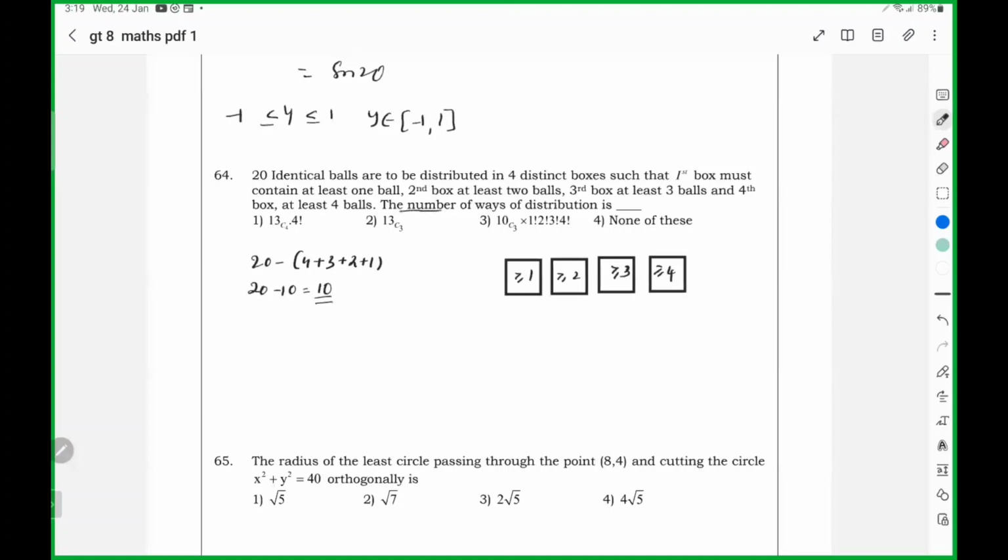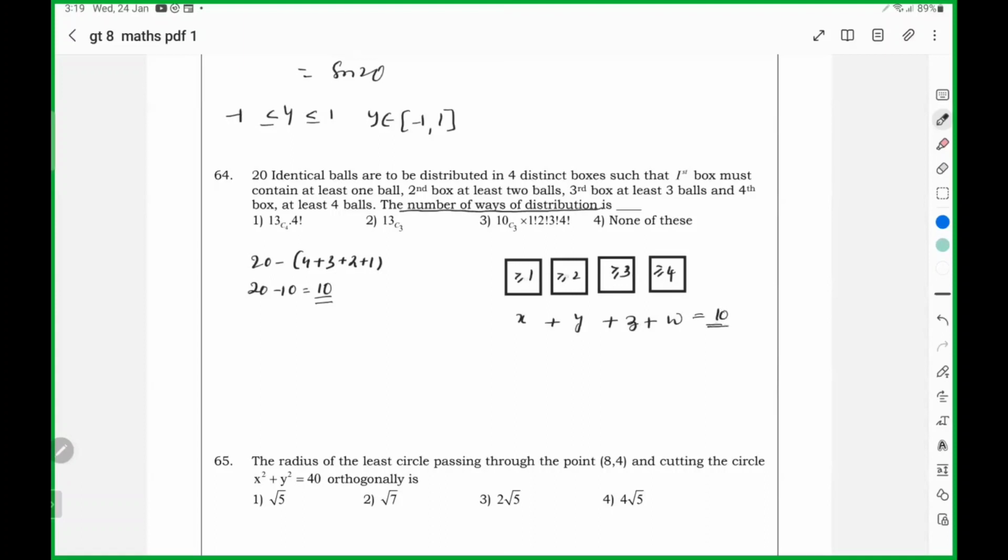The number of ways distribution can be done. So now you have 4 identical boxes. So in this, I have to adjust remaining 10 balls.